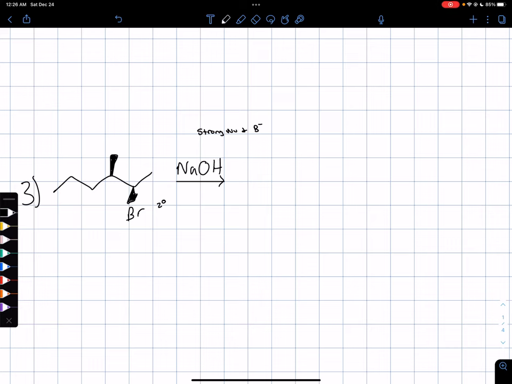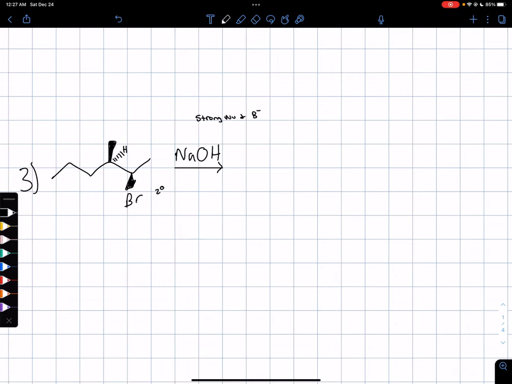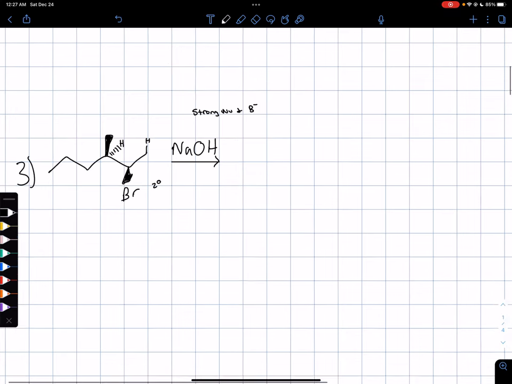So our major product is our E2 product, and we need a beta proton that happens to be anti-periplanar, since this is acyclic. And that's exactly what we have here, right? Because our bromine is on a wedge, and our beta proton is on a dash. And we actually have two beta protons, important to note. But we're going to draw the major product one, which follows Zaitsev's rule.